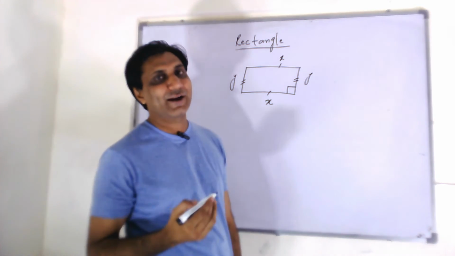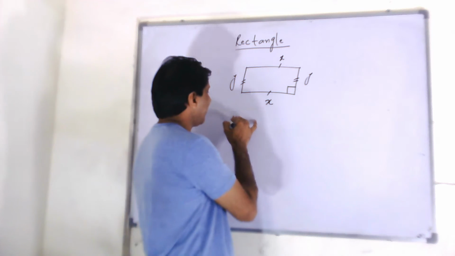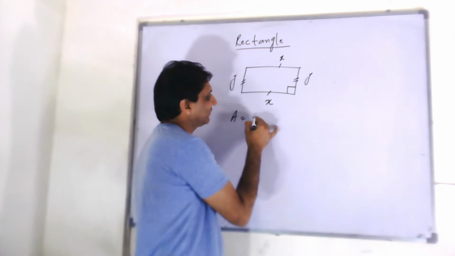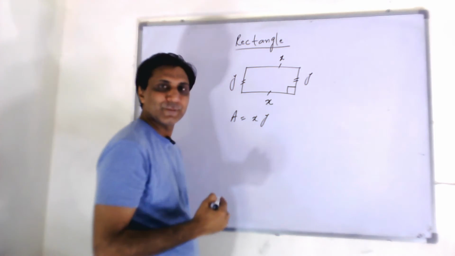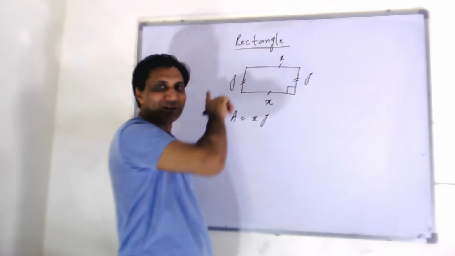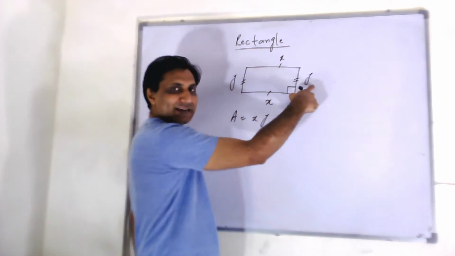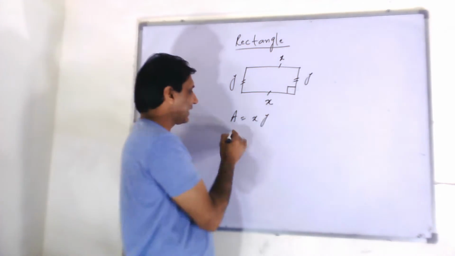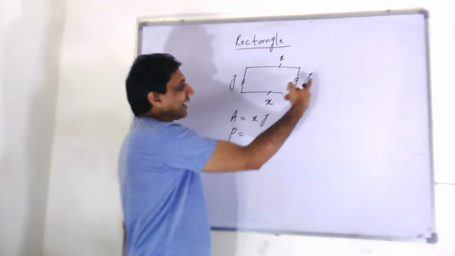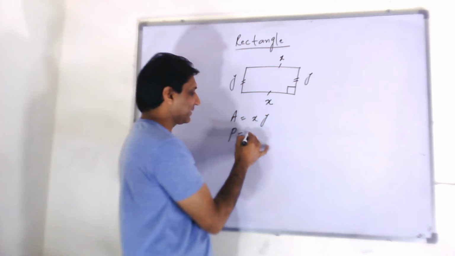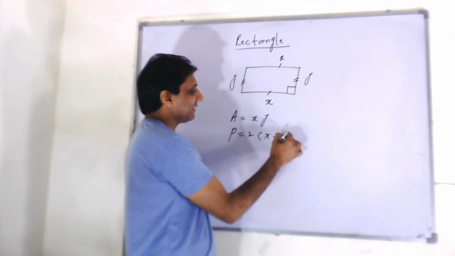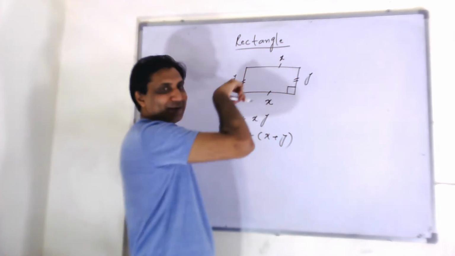This is a parallelogram. So the area of a rectangle is length times width, x times y, and the perimeter is the sum of all sides. If you add these 2 sides and multiply it by 2, that's it. So 2 times (x plus y) is the perimeter. x plus y, these 2 sides, and multiply by 2.